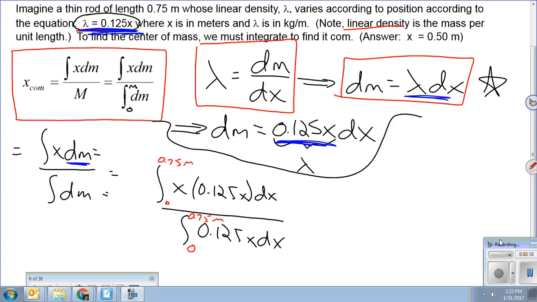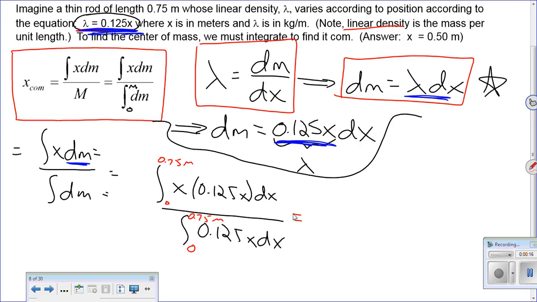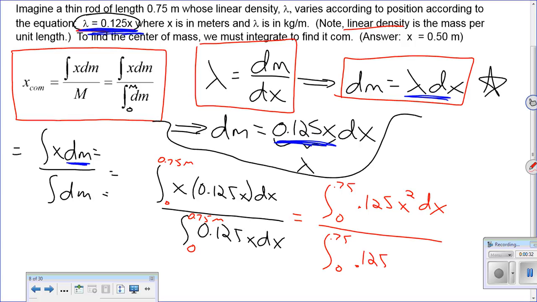So first of all, I'm going to clean this up a little bit, right? I got x times 0.125x. So that's going to give me the integral from 0 to 0.75 of 0.125x squared dx over the integral from 0 to 0.75 of 0.125x dx.